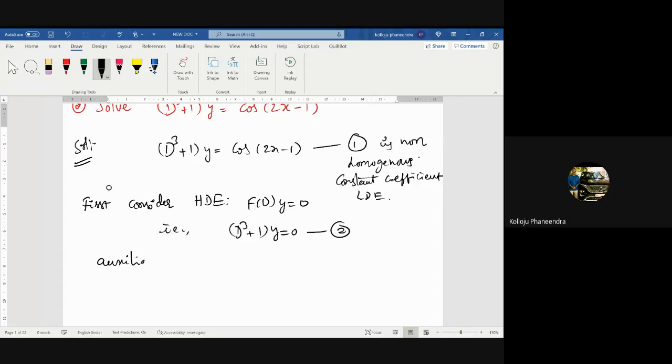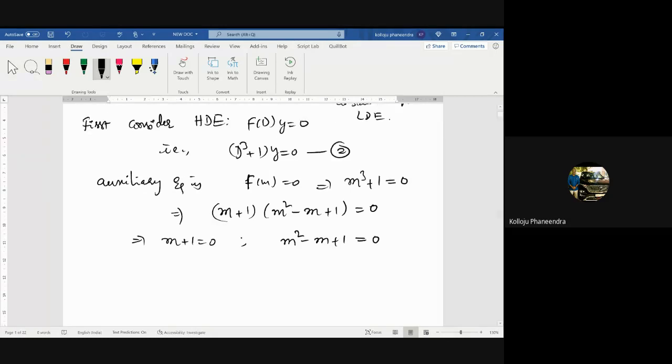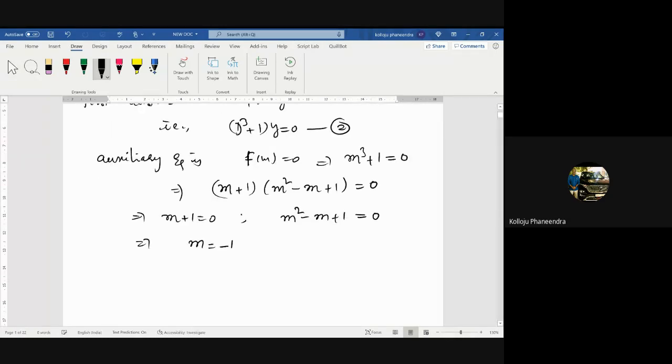To solve the homogeneous differential equation, you know the method. The auxiliary equation is F(m) = 0, that means m³ + 1 = 0. Using the a³ + b³ formula, this implies (m + 1)(m² − m + 1) = 0. So m + 1 = 0 or m² − m + 1 = 0. This gives m = −1, which is a real root.